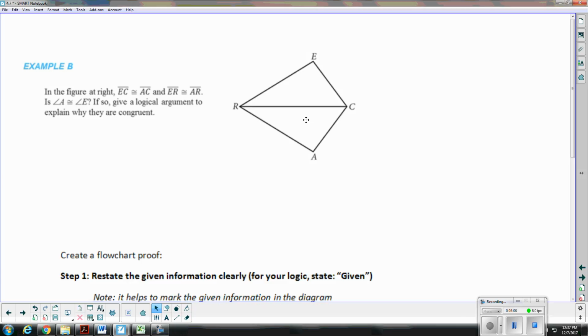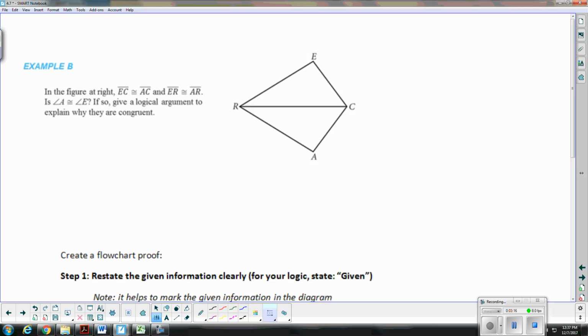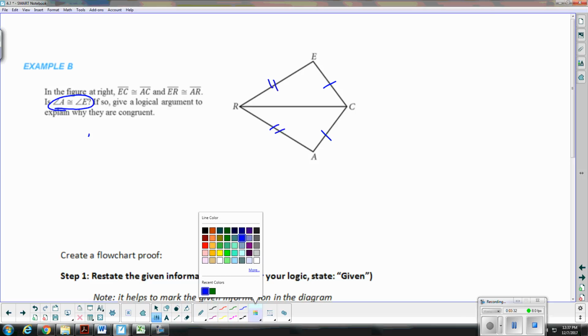All right, so first of all, it tells you EC is congruent to AC. The first thing I would do, always, if it gives you information, is mark that information on your diagram. So EC is congruent to AC, and it tells us that ER is congruent to AR. We want to know, is angle E congruent to angle A?